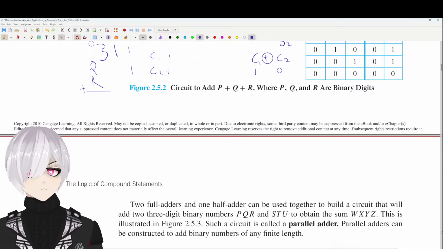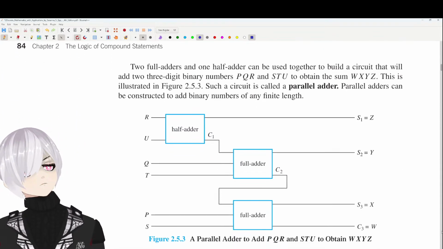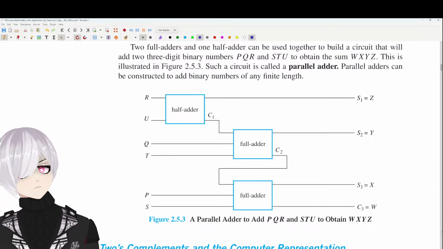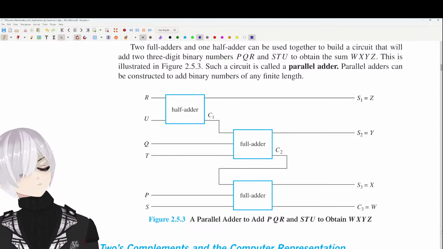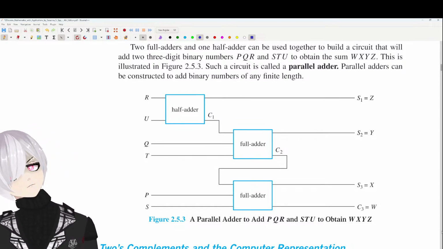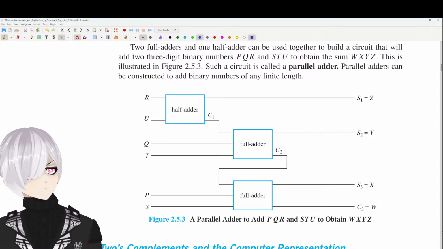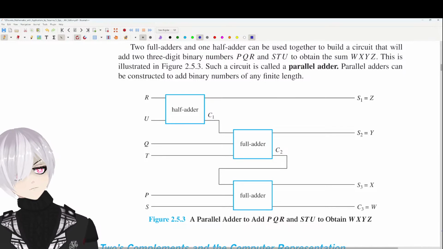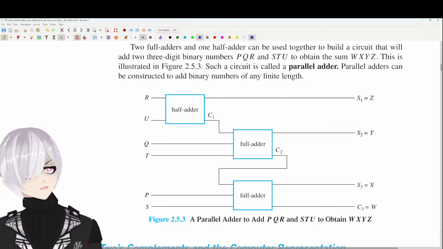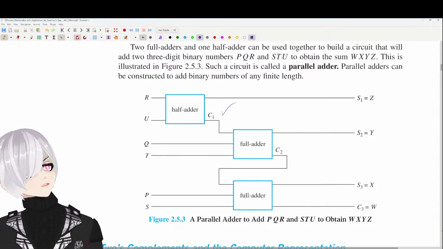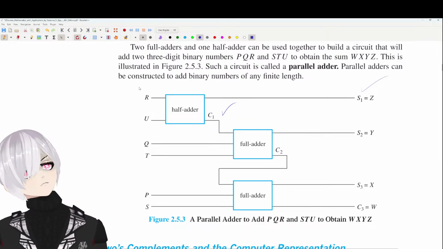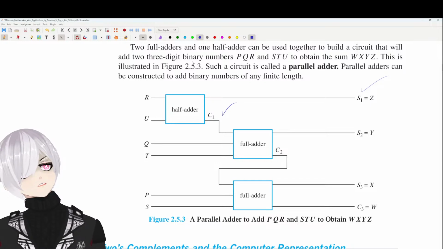It just kind of looks at how you can do 3-digit binary numbers. I guess it has a diagram combining the different adders. So, half adder, full adder, and a full adder. See if it makes sense. The half adder: you're adding two one-digit numbers, and you get a C1 and an S1, which they're calling Z. Two full adders and one half adder can be used together to build a circuit that will add two 3-digit binary numbers.